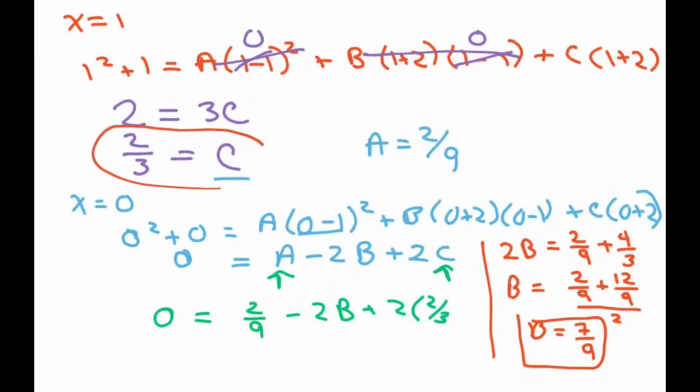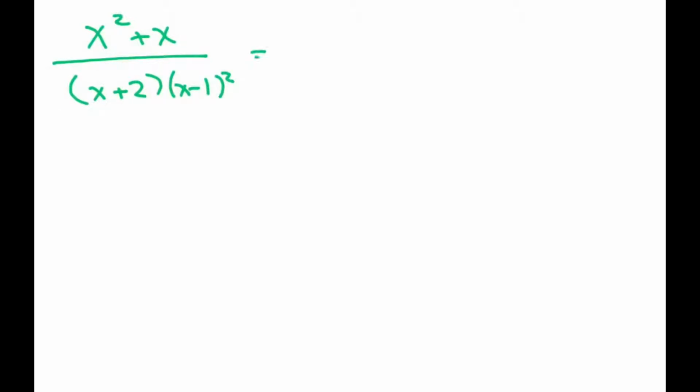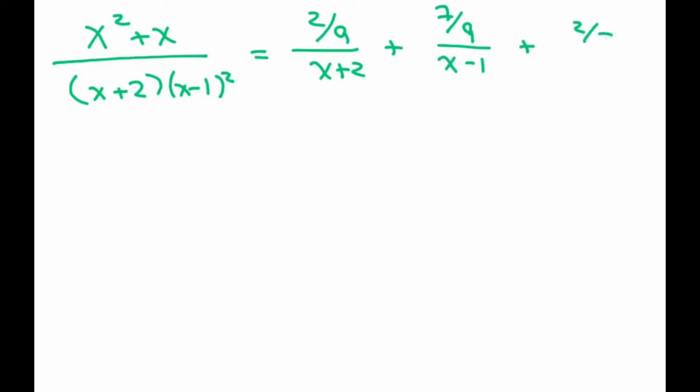So we have our A, B, and C, and we just plug it in. So our final answer is x squared plus x divided by x plus 2 times x minus 1 squared equals my A, which is 2 over 9, divided by x plus 2, plus B, which is 7 divided by 9, and that's going to be x minus 1, plus 2 divided by 3, all over x minus 1 squared. And that's all.